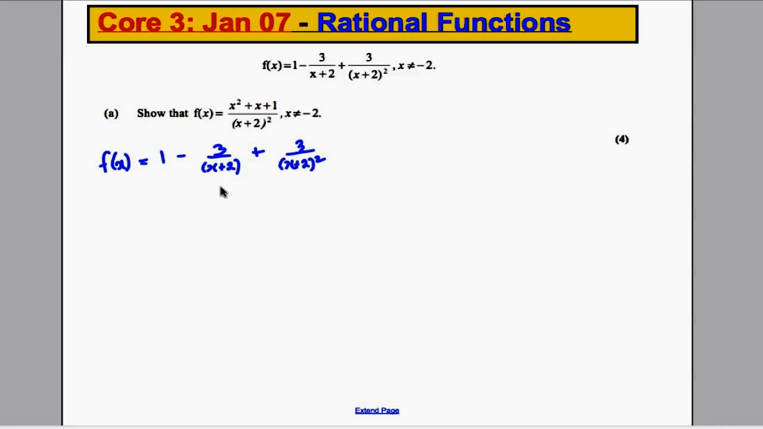Now, you can't add fractions until the denominators are the same. Now, currently, 1 is a fraction. It's 1 over 1. You just don't usually see it like that. In order to add and subtract them, they have to have the denominator x plus 2 squared. So you've got to times this one on top and bottom by x plus 2 squared. This one only needs to be multiplied by an x plus 2, because then you'll get an x plus 2 squared on the denominator. And this one is fine as it is.